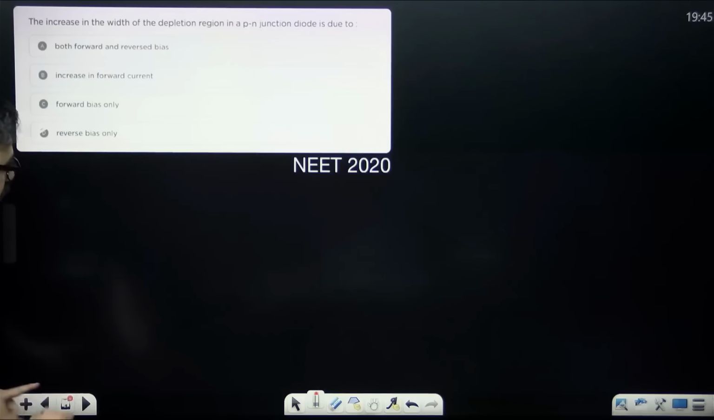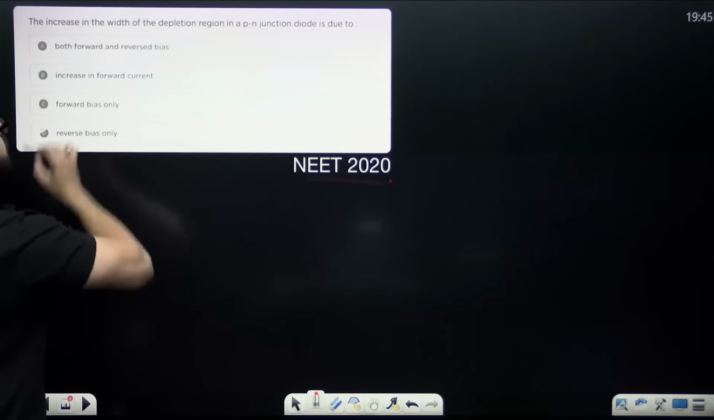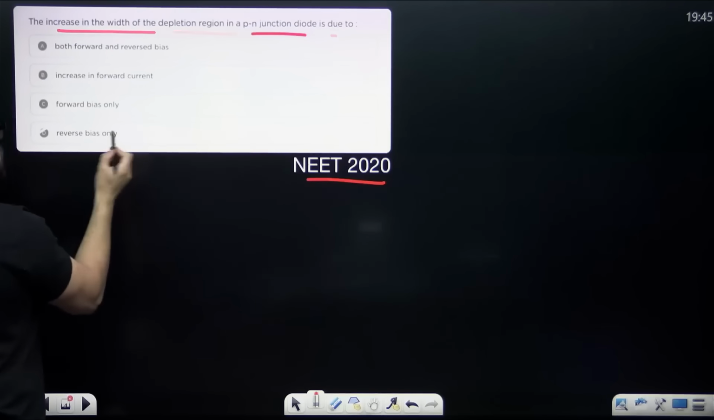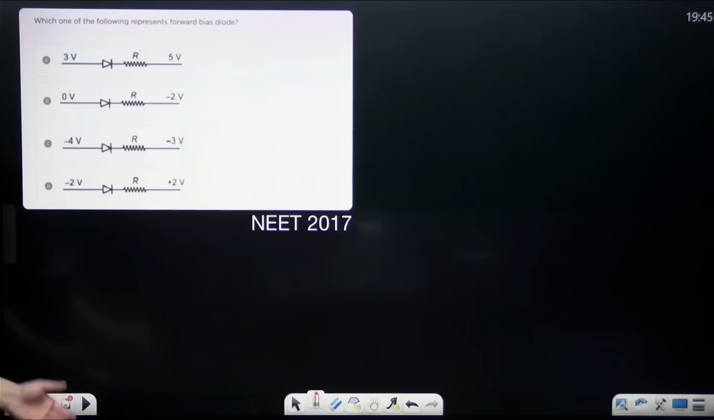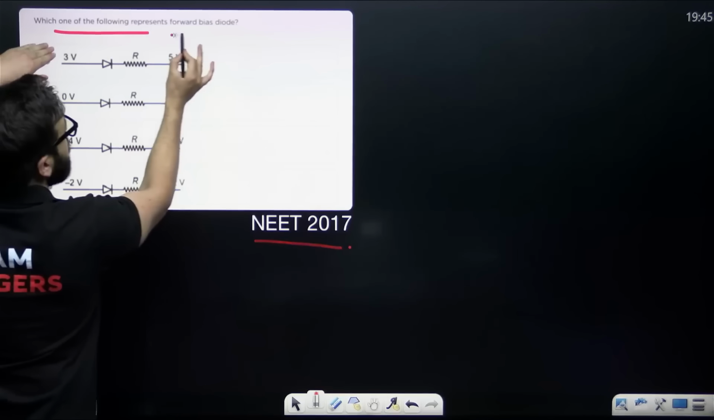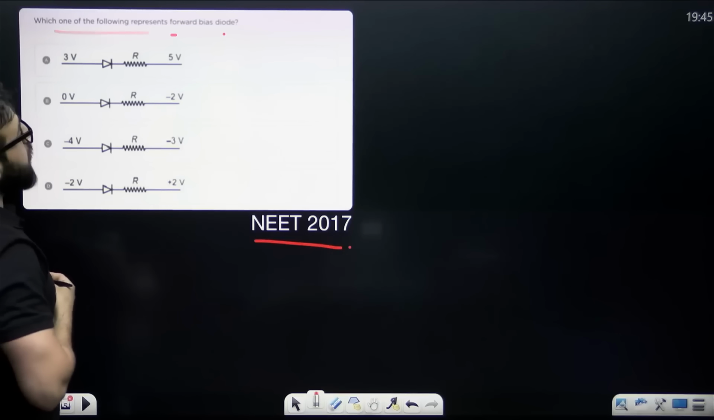That's it. Now take a look. NEET 2020 question. The increase in the depletion region in PN junction diode is due to the, I would say, reverse bias. Just one-liner question. NEET 2017, my dear NEET aspirants, which one of the following represents the forward bias only?